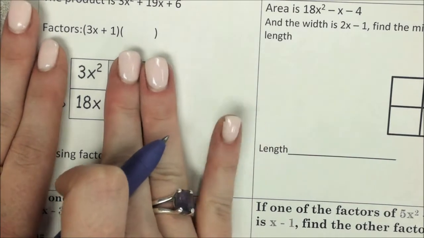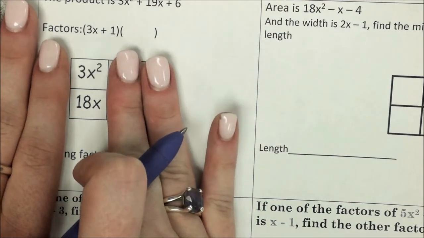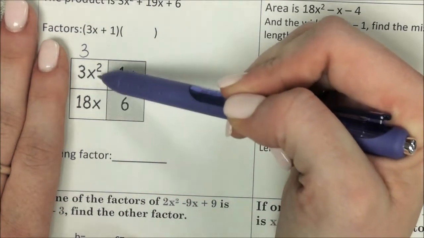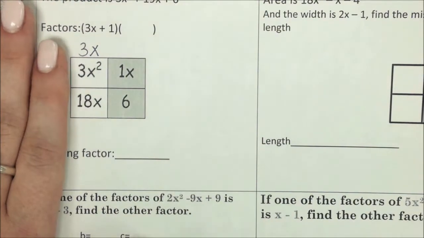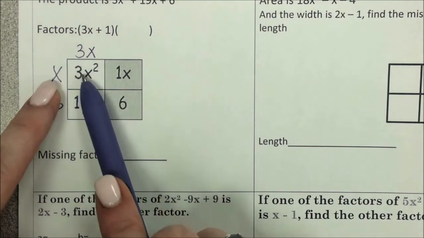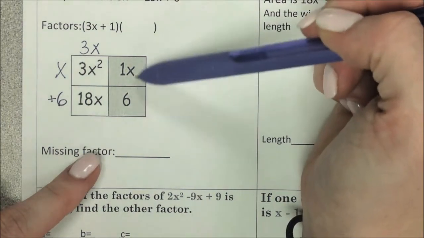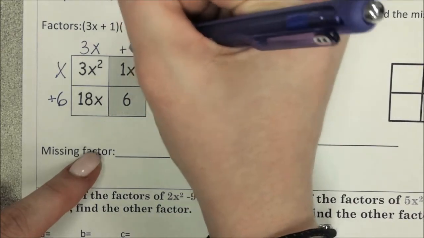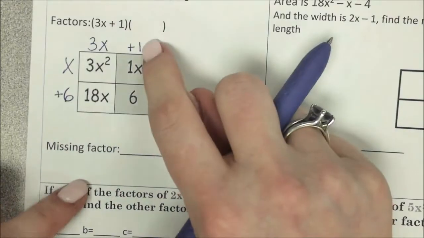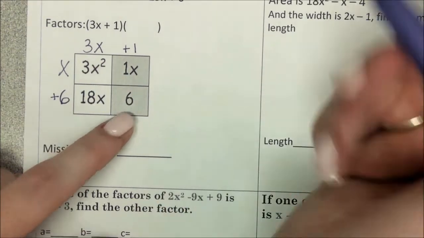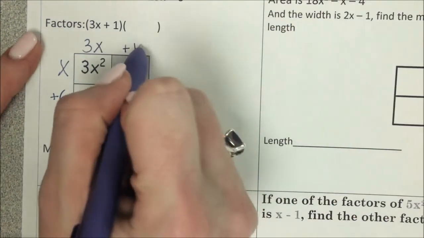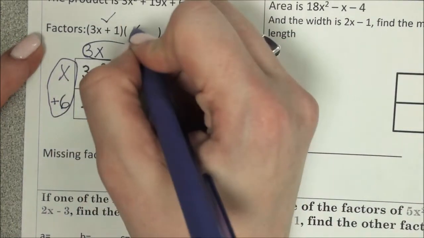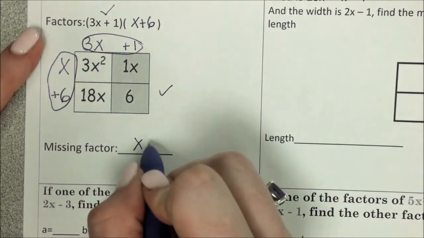Now looking at the sideways ones, 3x squared and 18x, 3 and 18 can both divide out that factor of 3. And then x squared and x means that I can take out 1x from both. 3x times x is 3x squared. And then we look at 1x and 6. I cannot divide a 6 out of this one, so they technically have nothing in common. I'm just going to use a placeholder 1. Is positive 1 times positive 6 equal to positive 6? It is. So then notice the 3x plus 1 is the factor from the top. So the extra factor that we had is x plus 6, which is the missing factor that we found.